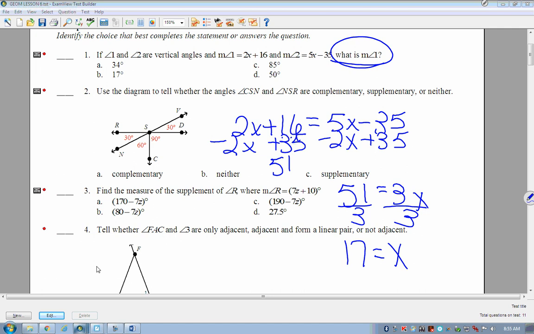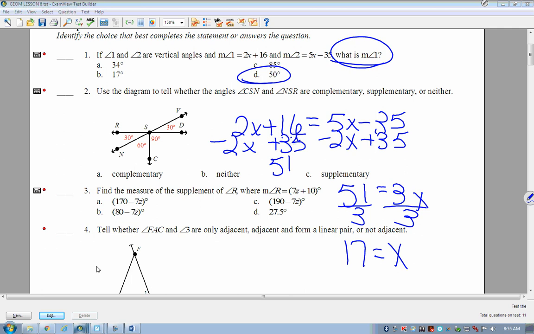Plug it in. All right, it doesn't technically matter which one I plug it into because they're vertical angles. It would be the same solution either way, right? But so we should do 2 times 17, which is 34. What's 34 plus 16? 50. So my answer is 50 degrees.